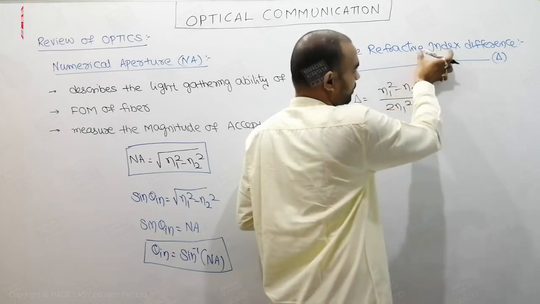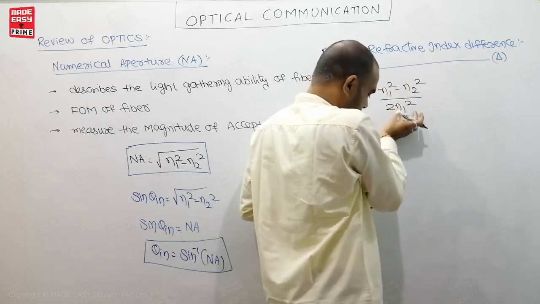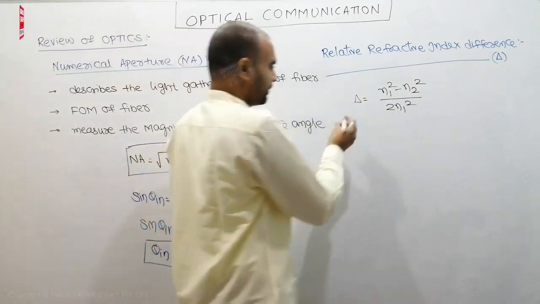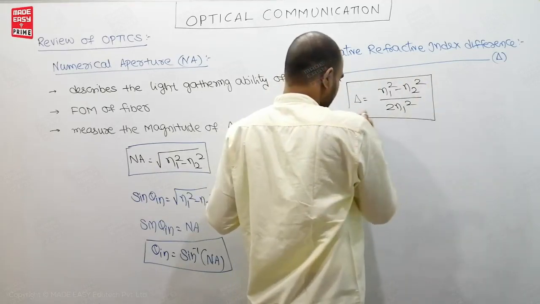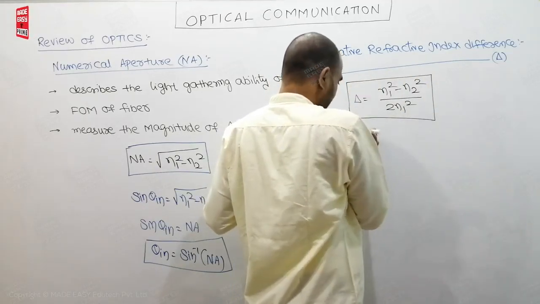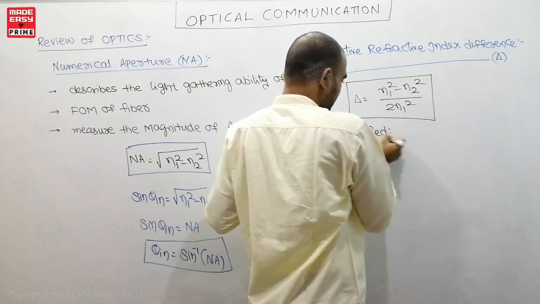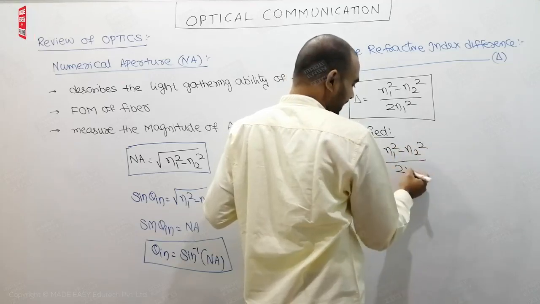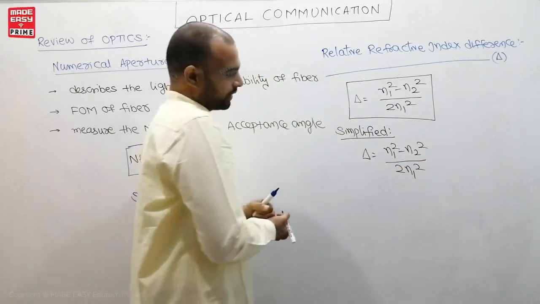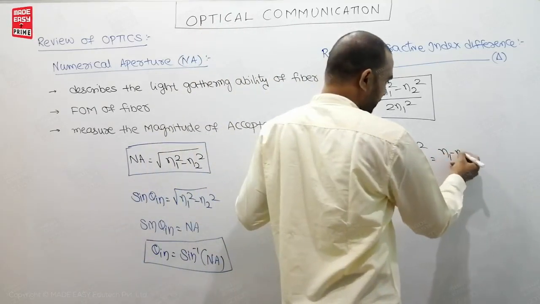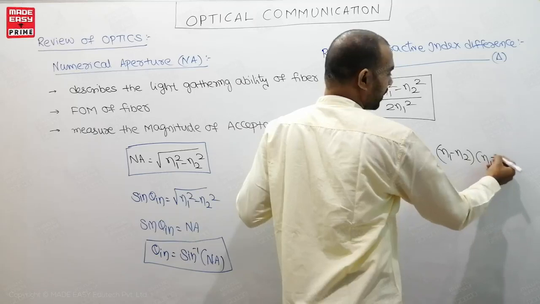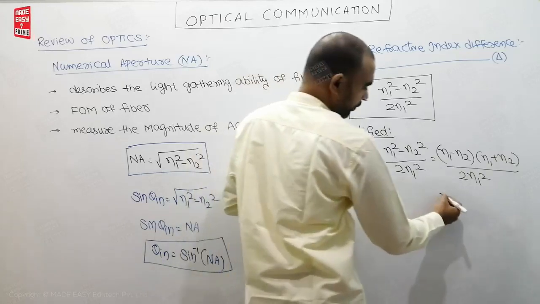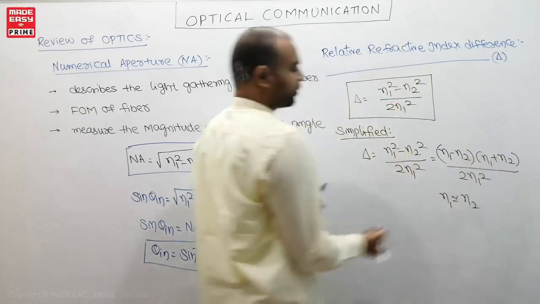So n1 square minus n2 square is called the refractive index difference, relative with respect to the core we are considering, said to be called as delta. This is called relative refractive index difference delta. So the simplified form: delta is equal to n1 square minus n2 square divided by 2n1 square. It can also be written like this: n1 minus n2 into n1 plus n2, whole divided by 2n1 square. So we know that n1 is approximately equal to n2.